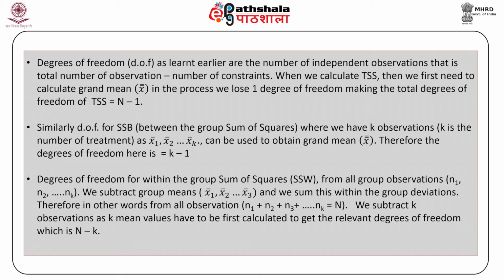The degrees of freedom for within the group sum of the squares, similarly SSW, you can see from all group observations could be that we have N1, N2 and Nk. From this we subtract group means X1 bar, X2 bar, X3 bar, and so on, and then we sum these within the group deviations. Therefore, we find that from all observations N1 to Nk, which is equal to N, we subtract K observations as K mean values have to be first calculated to get the relevant degrees of freedom, and therefore the total degrees of freedom is equal to capital N minus K.